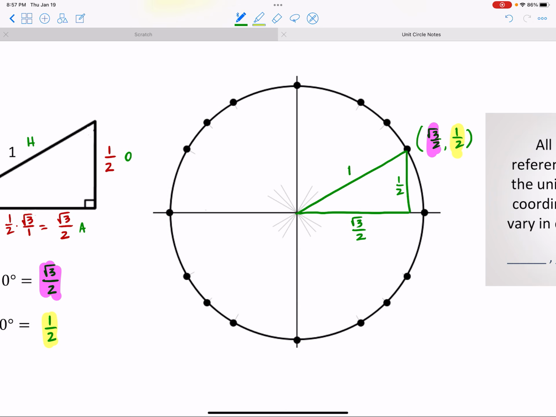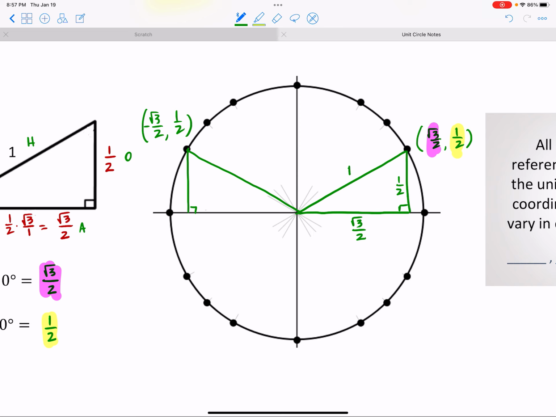Now I know I can reflect this around. So if I take this into quadrant 2, same triangle just reflected. Okay, same triangle, just reflected, means we have the same coordinates here, radical 3 over 2 and 1/2, but because we're in quadrant 2, the x value is going to be negative.